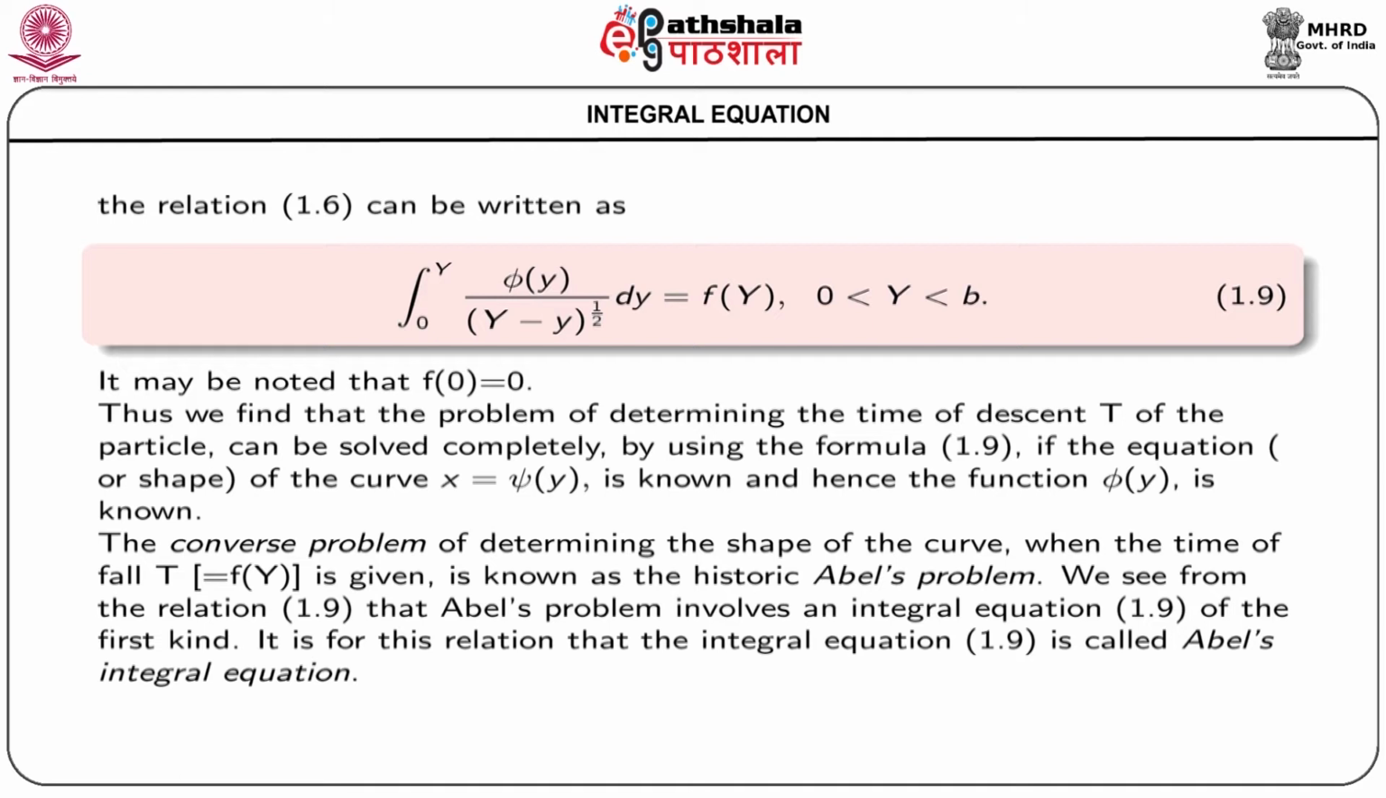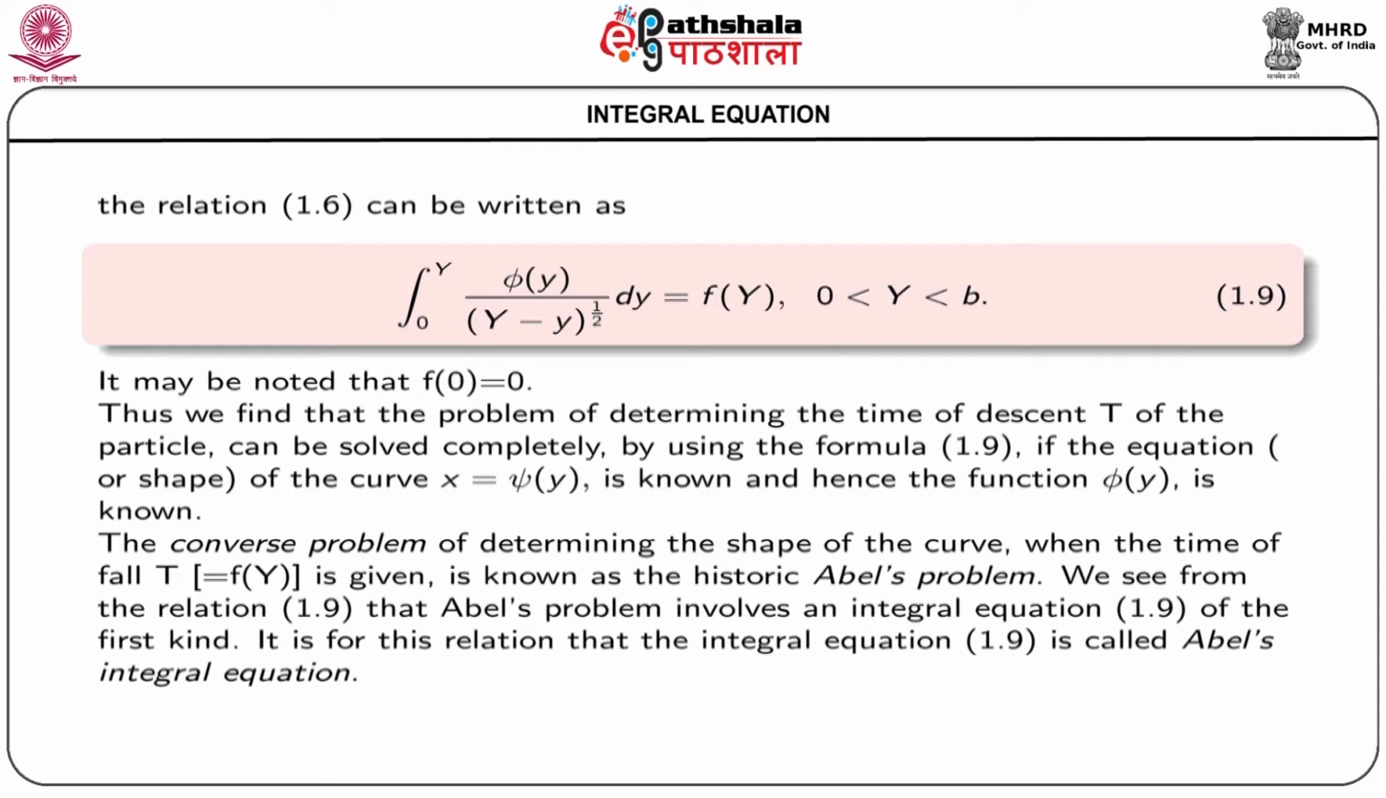we see that if f(y), that is the time of fall, is specified, then we have to find the shape of the curve for which, if a particle starts descending from a fixed point (X, Y) of the curve, it will reach the ground or (0, 0) point in time T. So that means same problem, how the roller coaster should look like if the particle is set to descend through that roller coaster in a given time.